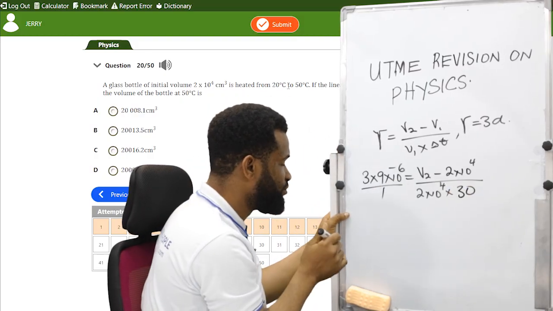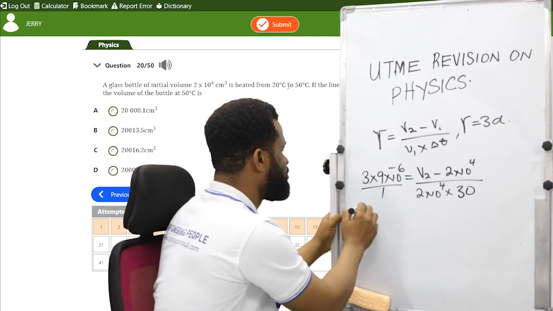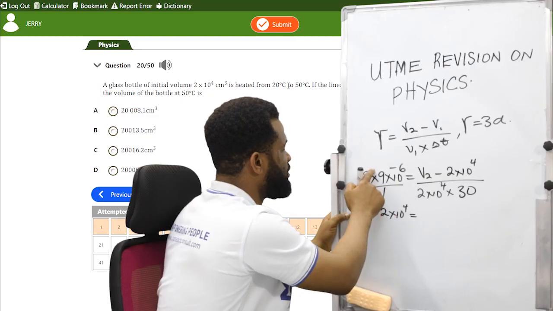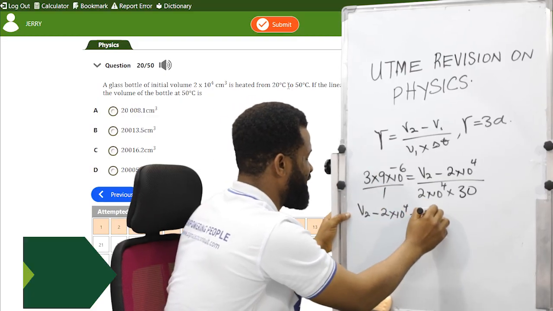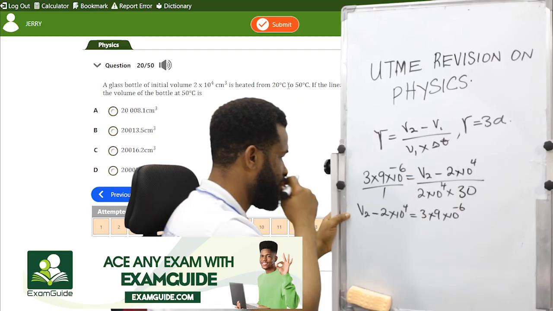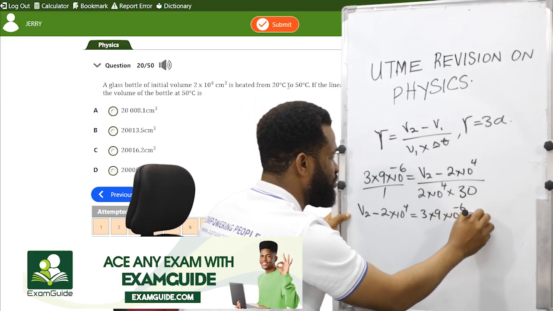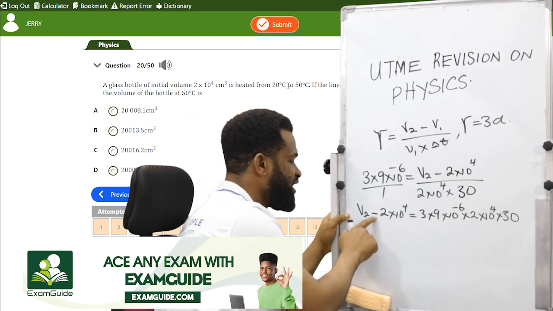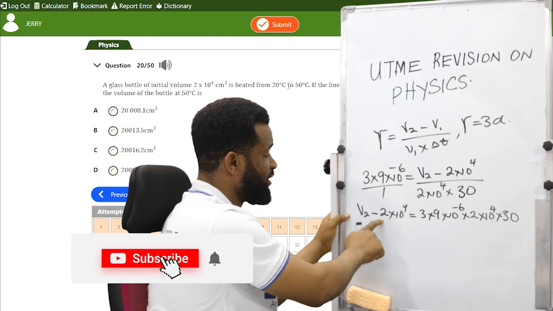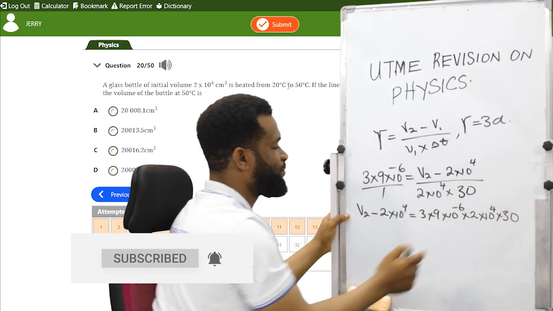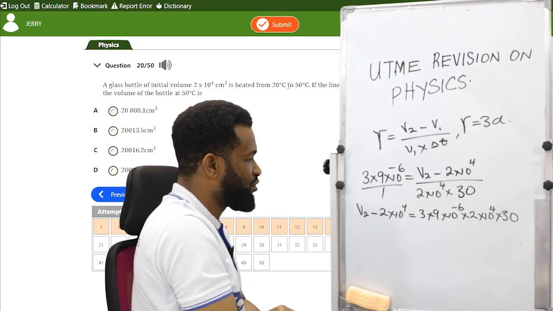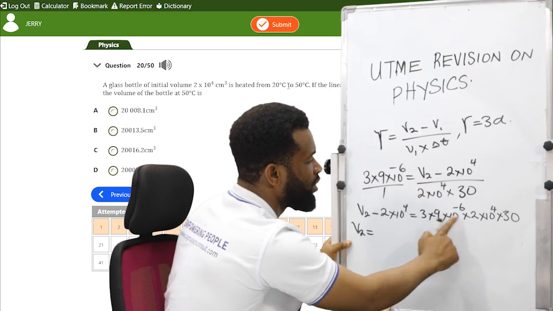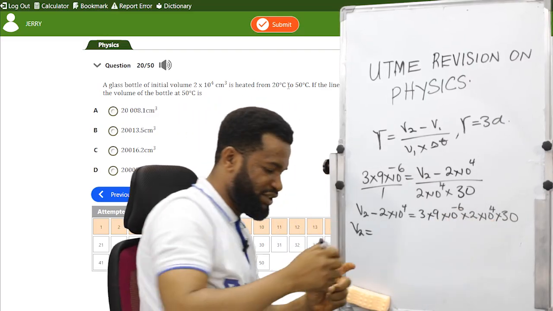All right, we are going to clear the fraction. V2 minus 2 times 10 raised to power 4 is equal to 3 times 9 times 10 raised to power minus 6 times 2 times 10 raised to the power 4 times 30. Then remember this negative value will be added at this point in terms of balancing this simple equation. So V2 is given as 3 times 9 is 27, times 2 is 54, times 30.